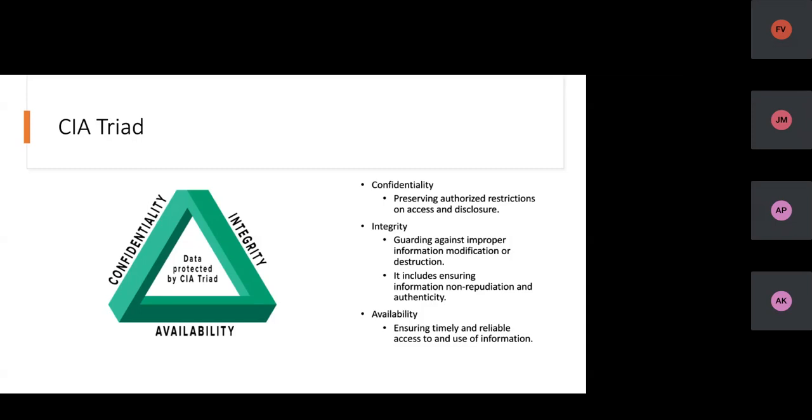Integrity is authentic information. No one should change it. No one should modify it other than the sender. No one should be able to tamper with it. That is what we are hoping to achieve through integrity. And availability is reliable access to data at any time, at any place. That is availability.